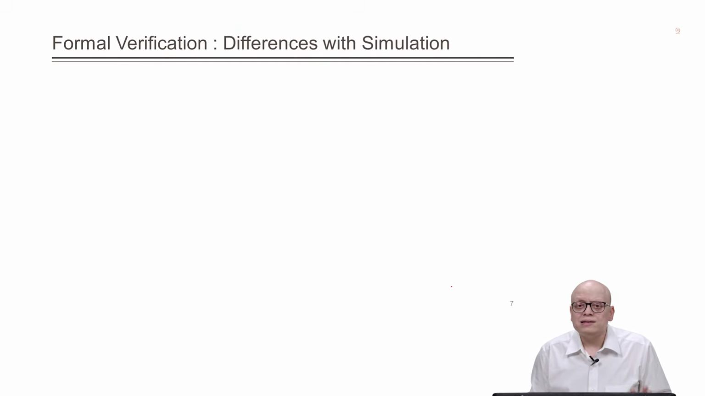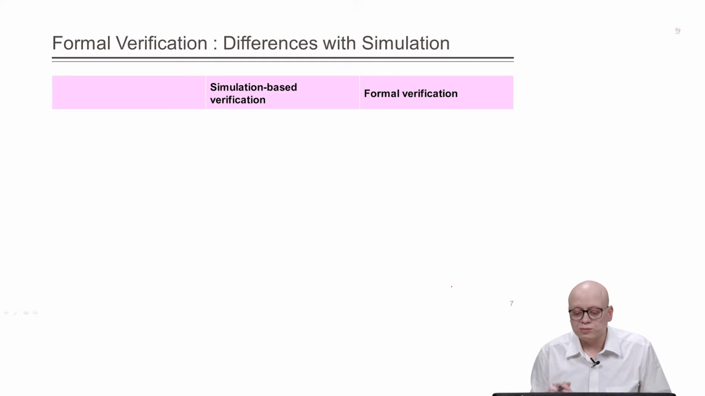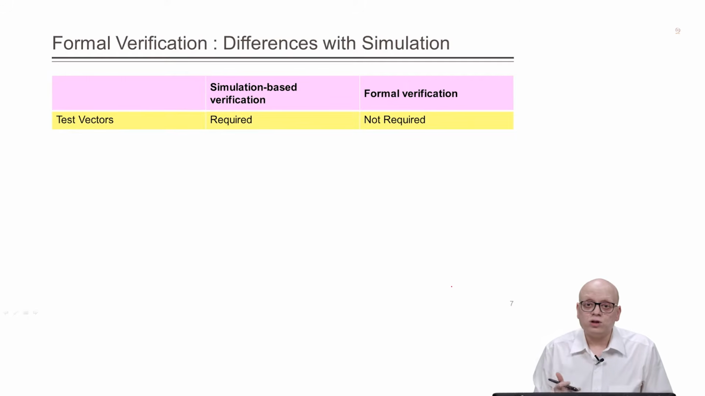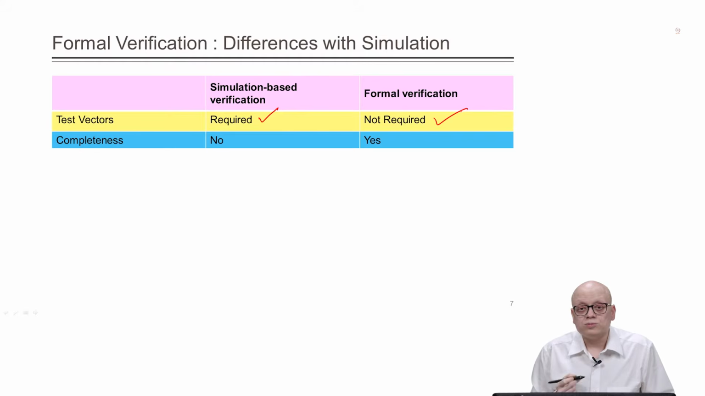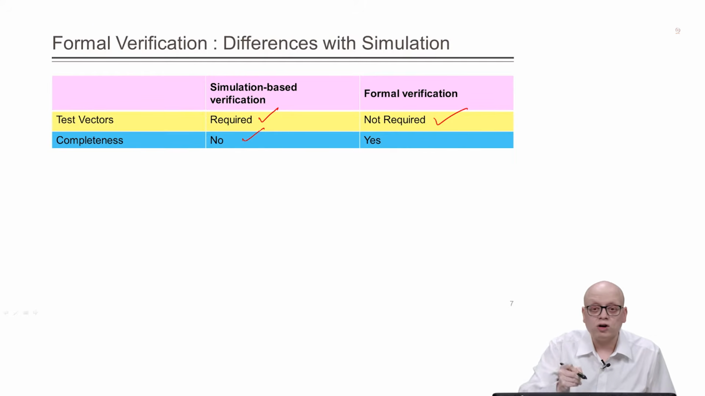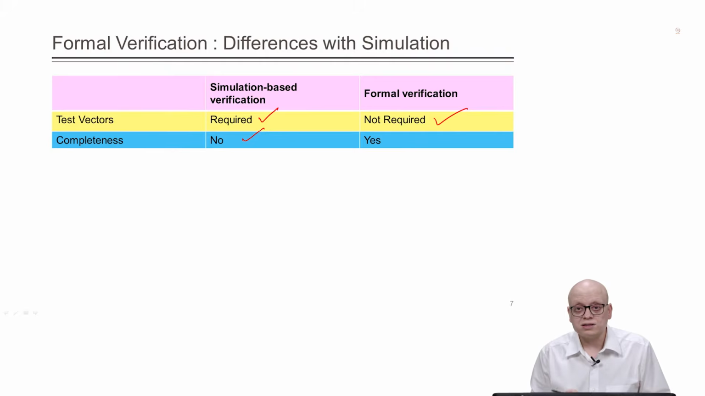Now, let us summarize the main differences between a simulation based technique and formal verification. In terms of test vectors, simulation based verification requires test vectors, while formal verification techniques do not require test vectors. Then in terms of completeness, simulation based verification is not complete because it cannot cover all possible test vectors for realistic designs, and in formal verification there can be completeness.